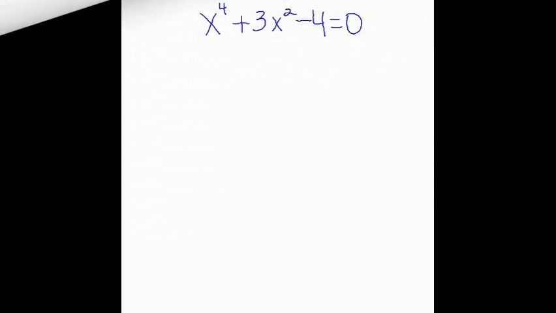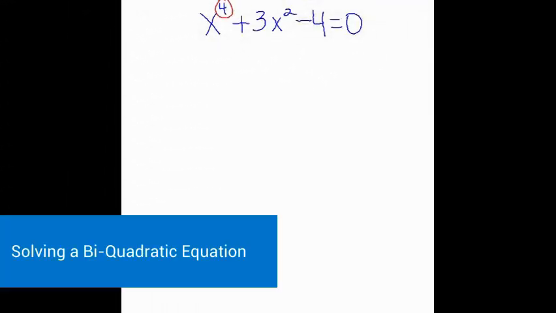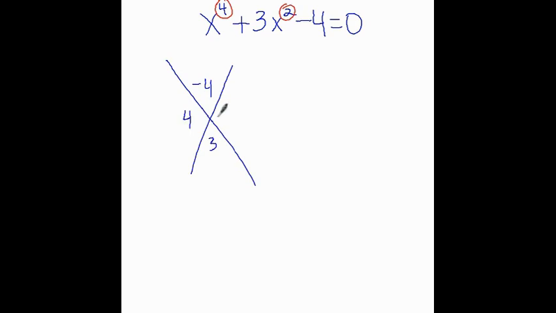And hello there, I'm going to solve this polynomial that looks like a quadratic, except there's a 4 there and a 2 there. Well, I can still use my factoring technique, so I'm going to set up diamond math and put negative 4 up top, 3 down bottom. My factors are 4 and negative 1, and when I factor this out, I'm going to write x squared plus 4 instead of x plus 4, and I'm going to write x squared minus 1 instead of x minus 1, because now x squared times x squared gives me x to the 4th.